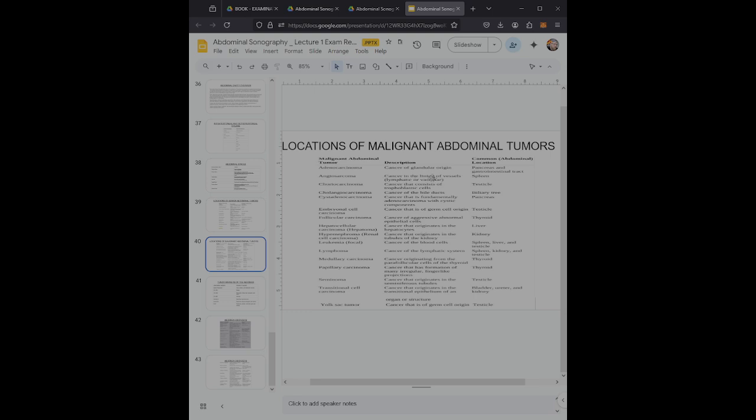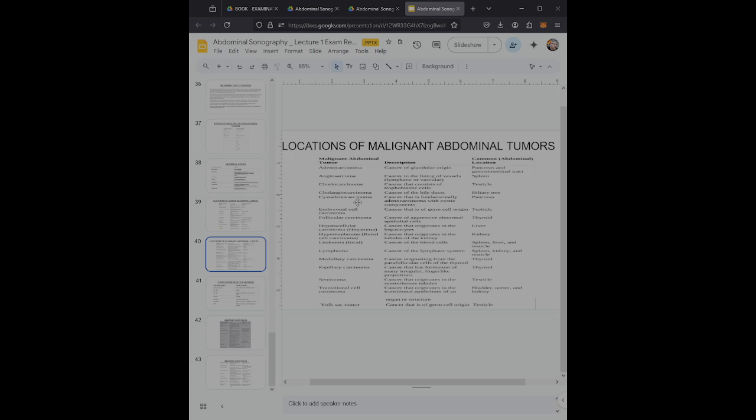Angiosarcomas, these are cancers of the lining of blood vessels, lymphatic and vascular, seen in the spleen. Choriocarcinoma, these are cancers that consist of trophoblastic cells, seen in testicles. Cholangiocarcinoma is the cancer of the bile duct, seen in the biliary tree. Cystadenocarcinoma are cancers that are fundamentally adenocarcinomas with cystic components.